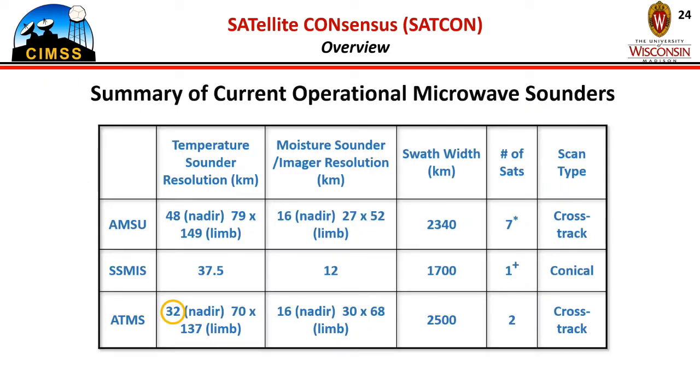Looking at the different microwave sounders that are being used, you can see they have different resolutions, anywhere from 32 kilometers for the temperature sounders, up to 48 for the AMSU, or for the moisture and imager resolution, they can go from anywhere between 12 and 16 kilometers at nadir. But it's much higher as you look out at the limbs, since these are cross-track type scanners.